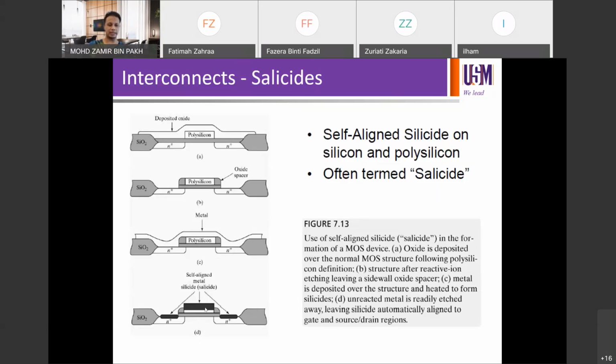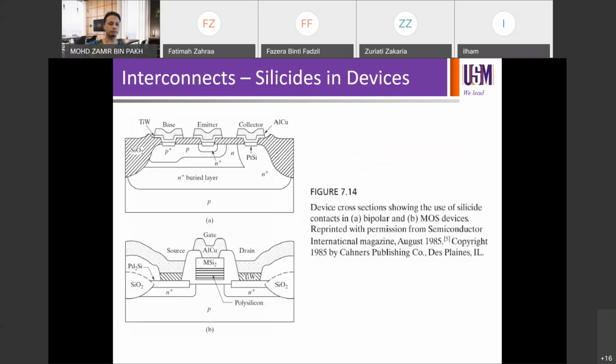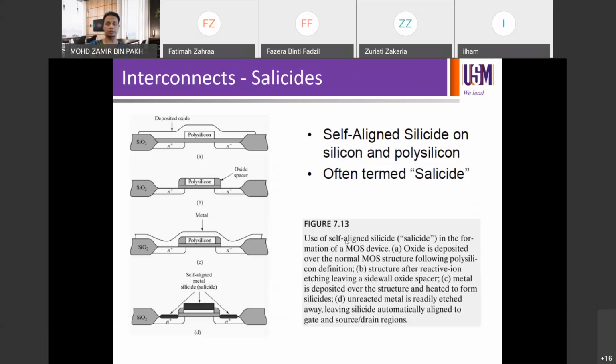when you say it's self-aligned, it sits accurately on the polysilicon. So it has to be aligned in the printing process, in the lithography process. So we call it salicide. If you talk about general silicide blanket deposition, then it's silicide. If you need to align it, then you pattern, then it's called salicide.